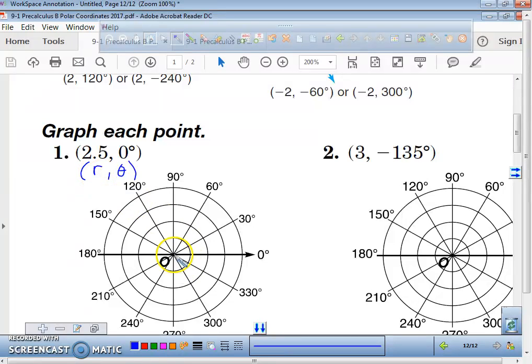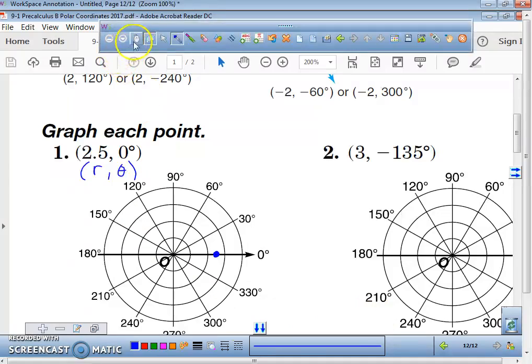Well, from the origin, right here in the center, I go over 1, 2, and a half, and I go to 0 degrees, and I put a point. And that is the answer to number 1. If it says graph each point, you go over 1, 2, and a half, and put a point, and you're at 0 degrees. That is the answer to problem number 1.